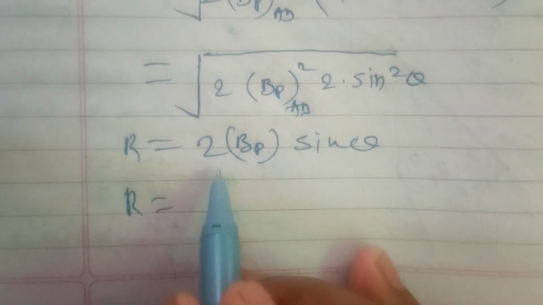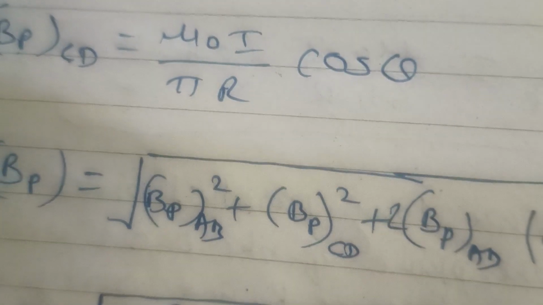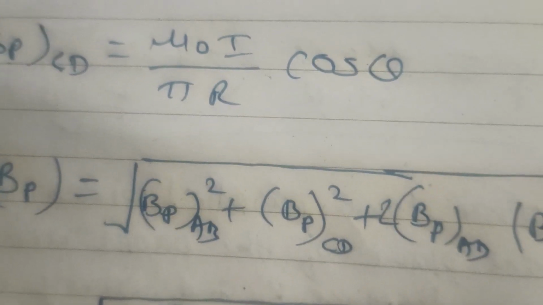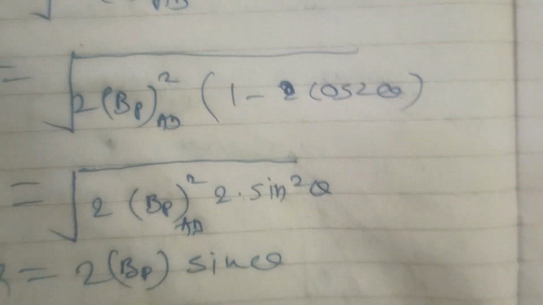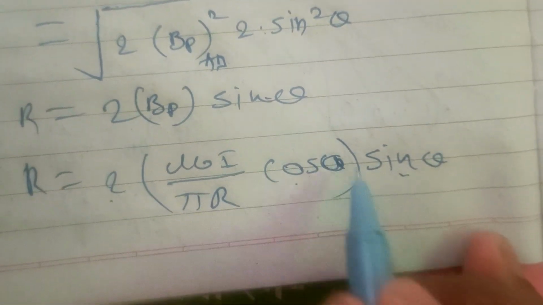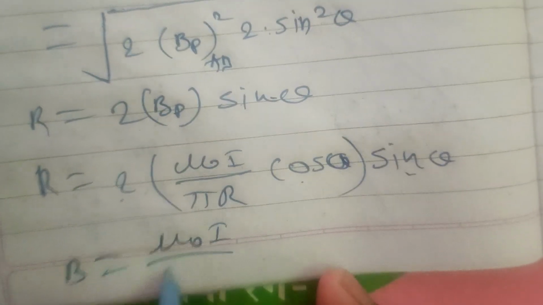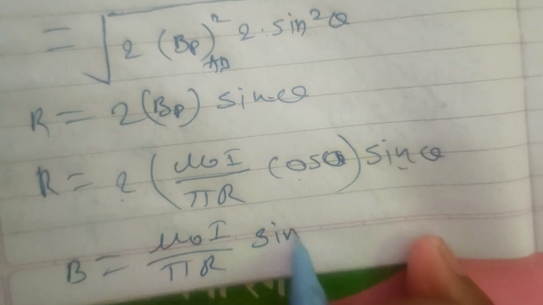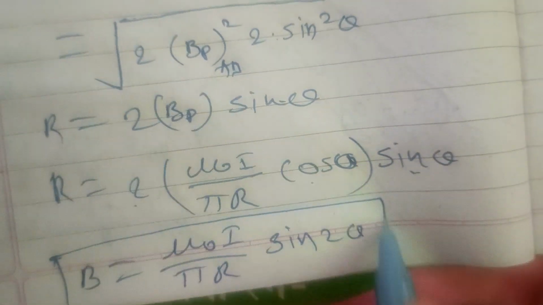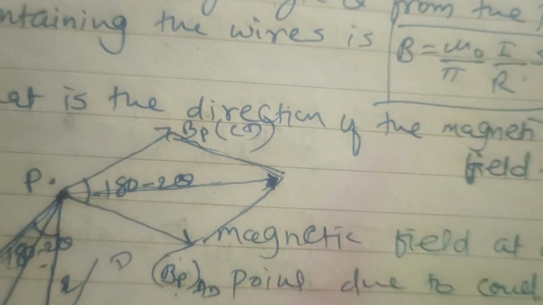Now in place of B_P we write its value, μ₀I divided by πr into cos θ, and this is sin θ. Now you know that 2 sin θ cos θ is sin 2θ, so the resultant magnetic field is μ₀I divided by πr into sin 2θ. This is the magnetic field which we had to prove. So the same derivation gives μ₀I by πr sin 2θ.